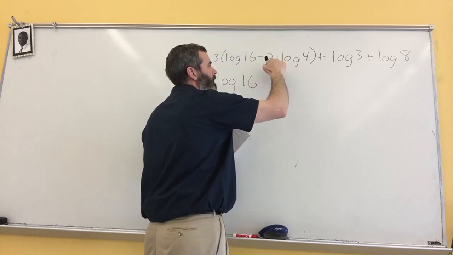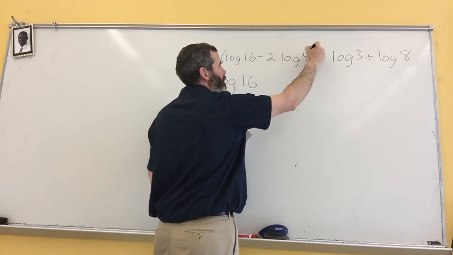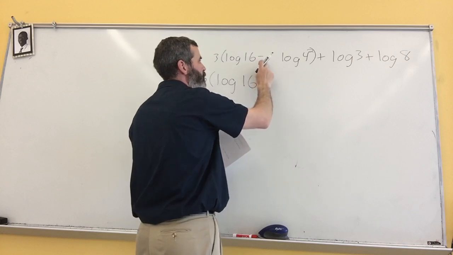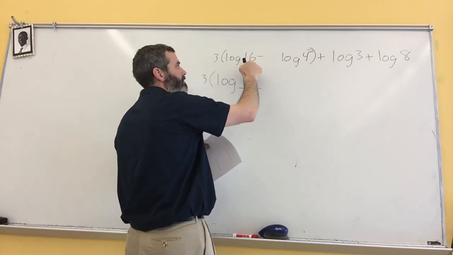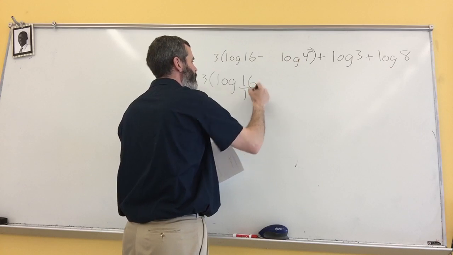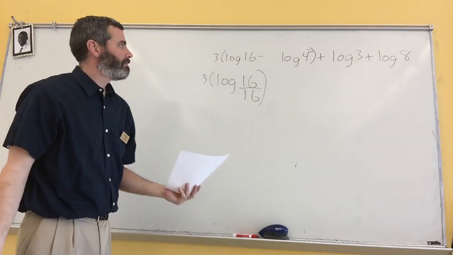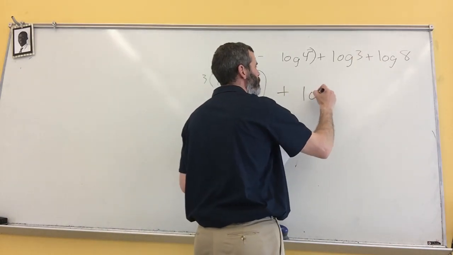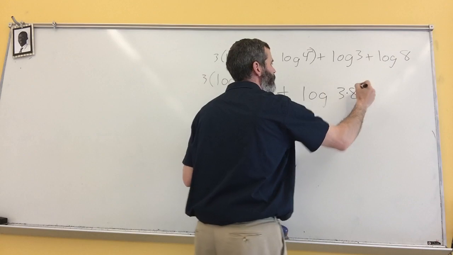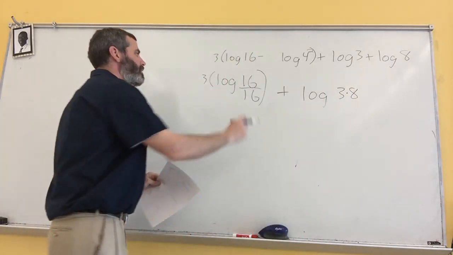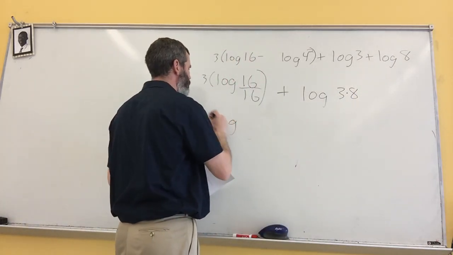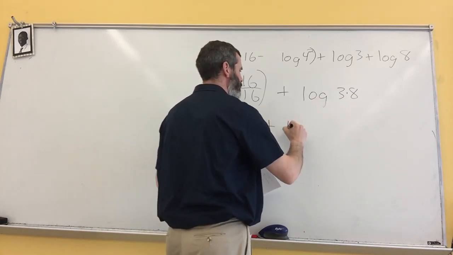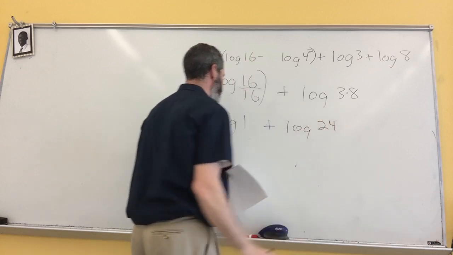Actually, I'm gonna go ahead and move this 2 power property up to here. So that becomes 4 squared. So since it's subtraction, it becomes quotient. So I get log of 16 divided by log of 4 squared, which is 16. So log 16 over 16 plus, here's the product property. It's going to be log of 3 times 8. So this simplifies to log of 1, base 10 of 1, plus log of 24.